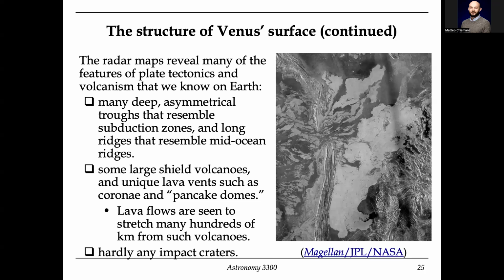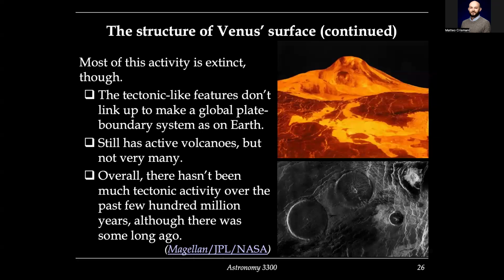Even? A couple hundred million. How many hundred million? About 600 mils. Okay. A lot of this activity is extinct. It doesn't look like there's been much tectonic activity within the past few hundred million years. So it's dormant on time scales that are smaller than the age of a tree. Okay, so geologically speaking, depending on how you want to think about that, that could either be considered new or old. Okay. There are active volcanoes.